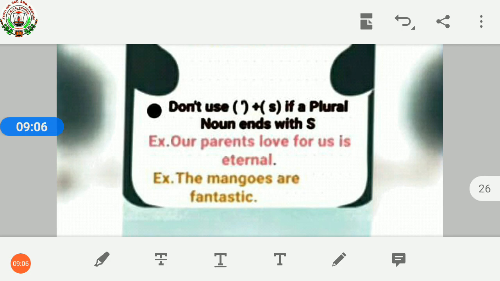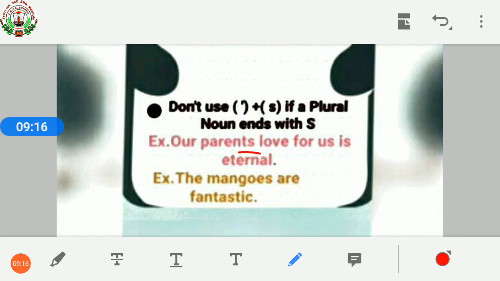Second rule says don't use apostrophe plus s if a plural noun ends with s. So children, any plural noun which is ending with the letter s, we will not use apostrophe s there. So our parents' love for us is eternal. See here, our parents' love for us is eternal. Already s is here, so we will not use here apostrophe s. Second example, the mangoes are fantastic. Again s is here, so we will not use here apostrophe s.